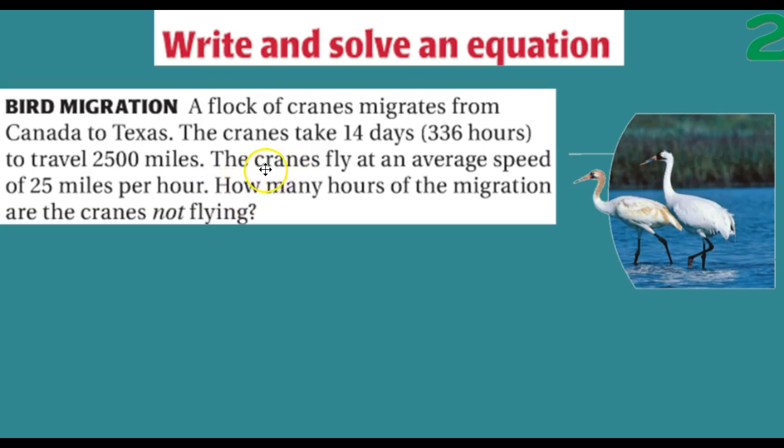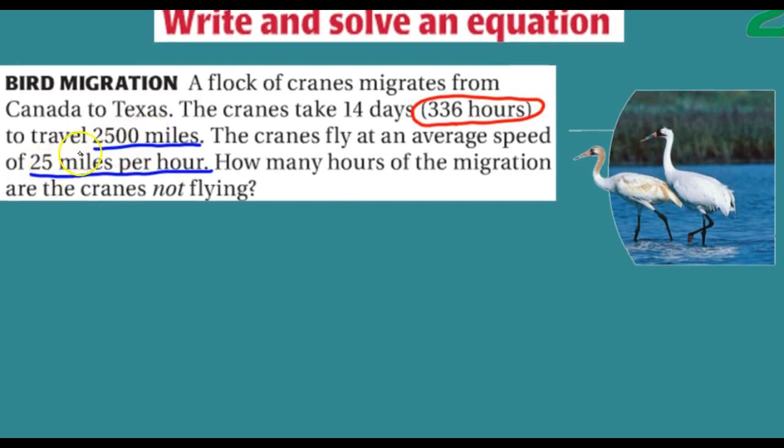So what we need to do is we need to figure out what's important. Well, we know that they're traveling 2,500 miles. We know that also they're traveling at 25 miles per hour. We know that in total it takes them 336 hours to get there. But that may not be the whole time that they're flying. So what we need to do is we need to figure out how long it would take them to get there if they flew the whole way.